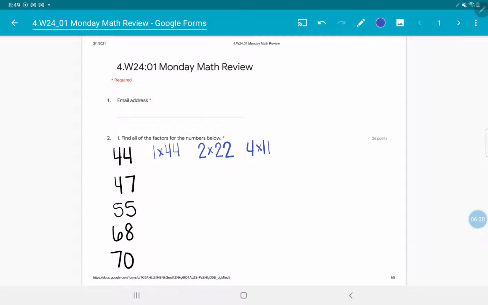All right, let's try 47. What's our first set of factors going to be, Justice? Yeah, 1 times 47. We know 1 and itself are always factors.